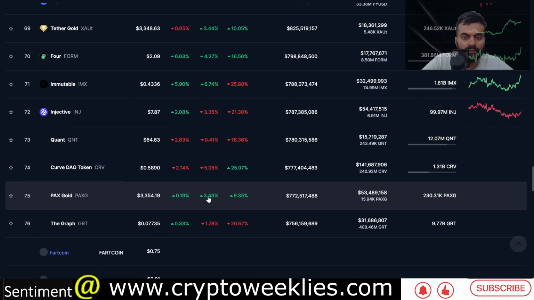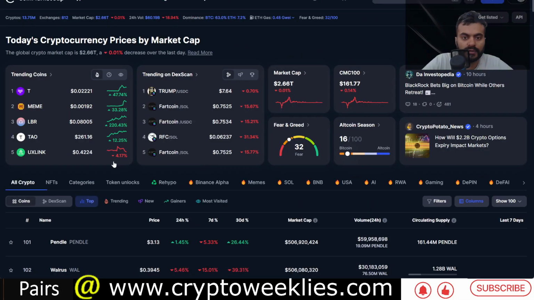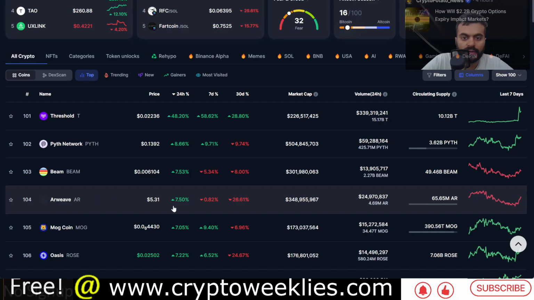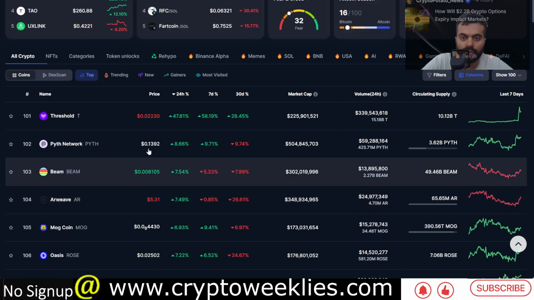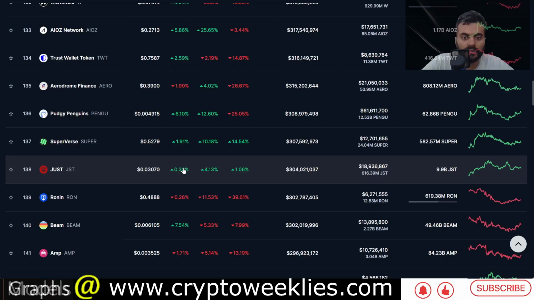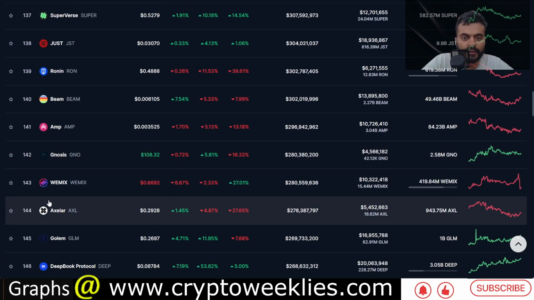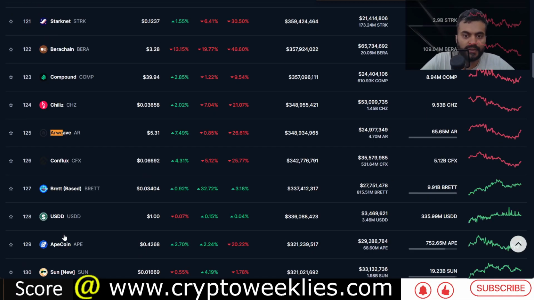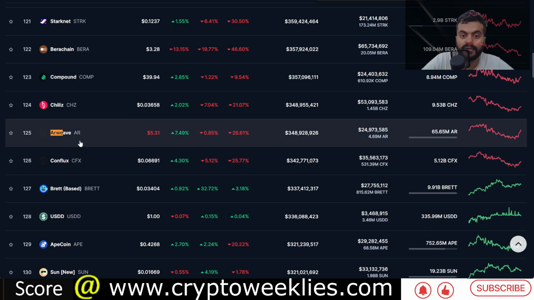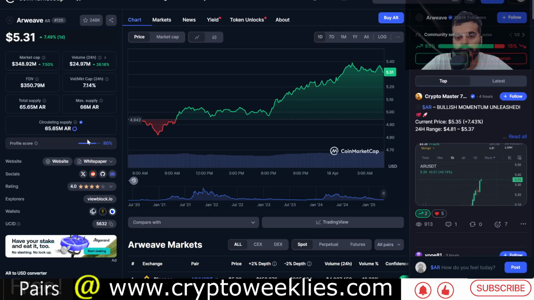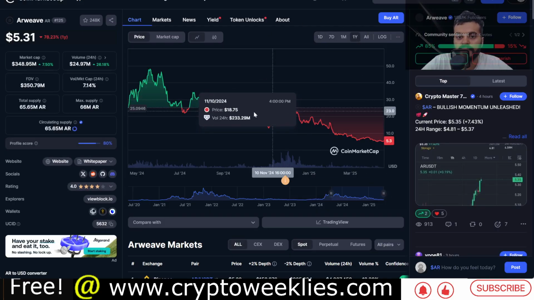Now if you see Arweave over here, it's outside of the top 100 cryptos by market cap. Again, this is not sorted by market cap, this is sorted by the price change. But if you toggle to the market cap view, you will find Arweave somewhere around the 125th spot. So from a 53rd spot by market cap to 125th spot, it has dropped back quite a bit over the course of 1 year, and that is evidenced by the price chart as well.